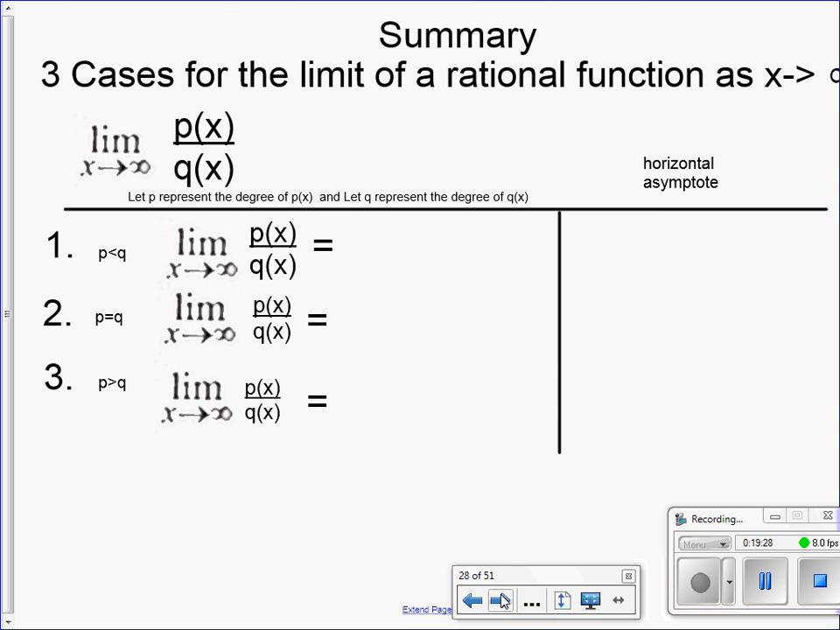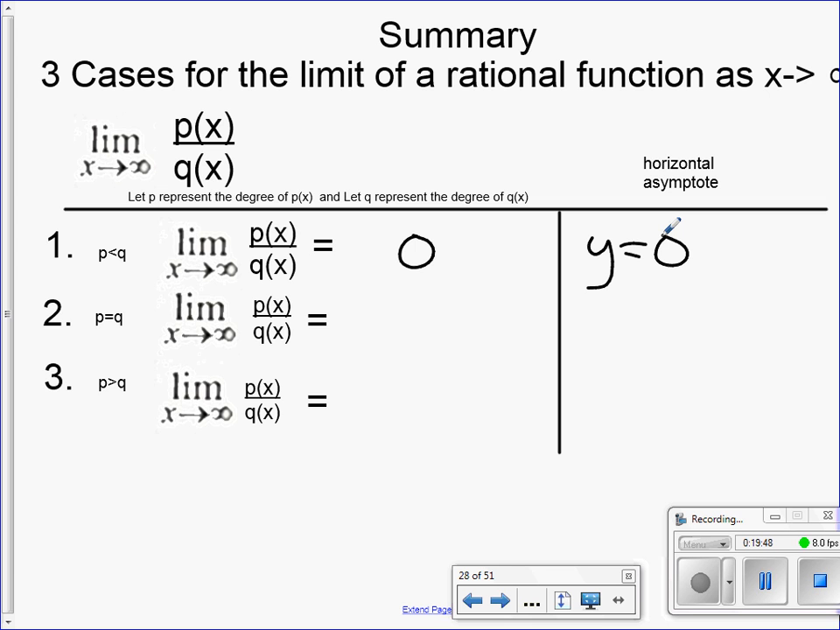So that's the thing that you want to remember when you're taking the limit of a rational function. Let's just go through the three cases, make sure that we have it. So what happens if the degree up top is less? What is that limit always going to be? Zero. And what is the equation of the horizontal asymptote?